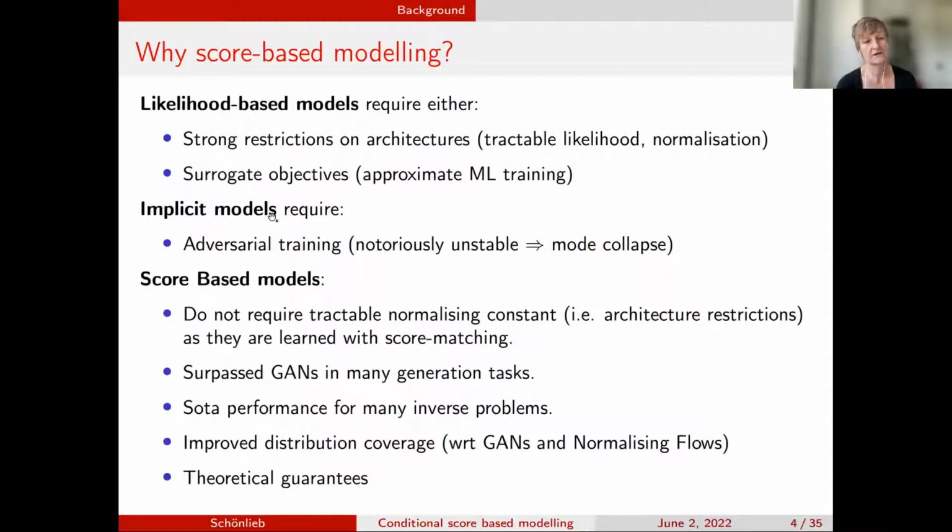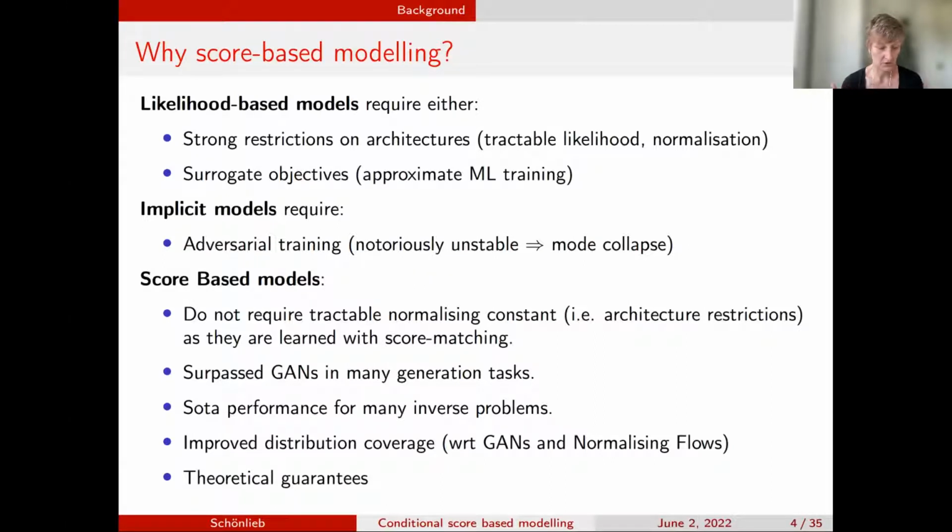Implicit models, on the other hand, are mainly based on adversarial training, which is, from a machine learning practical point of view, really unstable, and these models are usually very hard to train. Now, score-based models, and I haven't told you yet how they exactly work, but I'm going to in a moment, but score-based models have certain advantages.